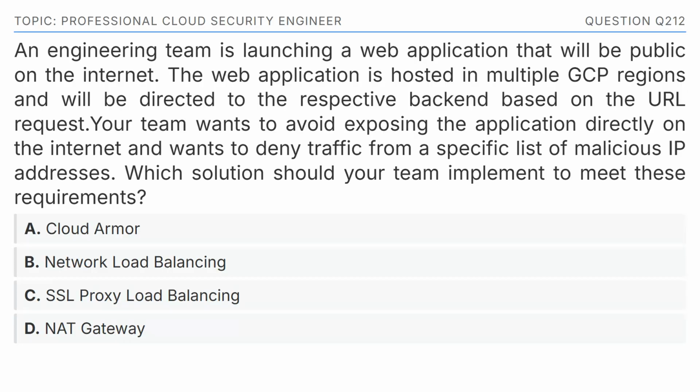An engineering team is launching a web application that will be public on the internet. The web application is hosted in multiple GCP regions and will be directed to the respective backend based on the URL request. Your team wants to avoid exposing the application directly on the internet and wants to deny traffic from a specific list of malicious IP addresses. Which solution should your team implement to meet these requirements?